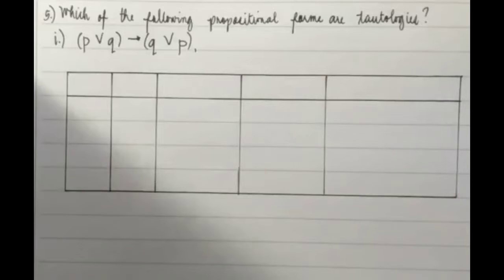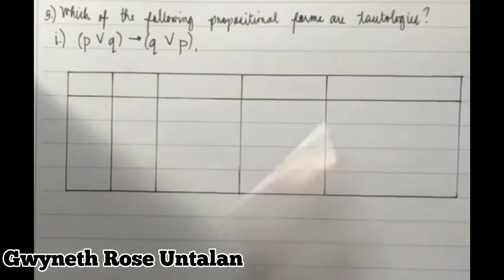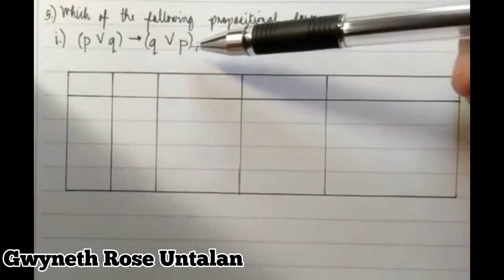Good day everyone, we are group 5 and for today's video, our task is to determine which of the following propositional forms are tautologies. So, let's start off with question 1. The first problem in number 5 is P or Q implies Q or P.